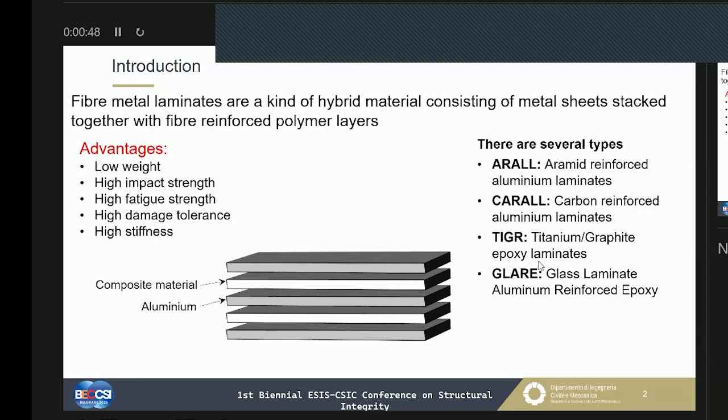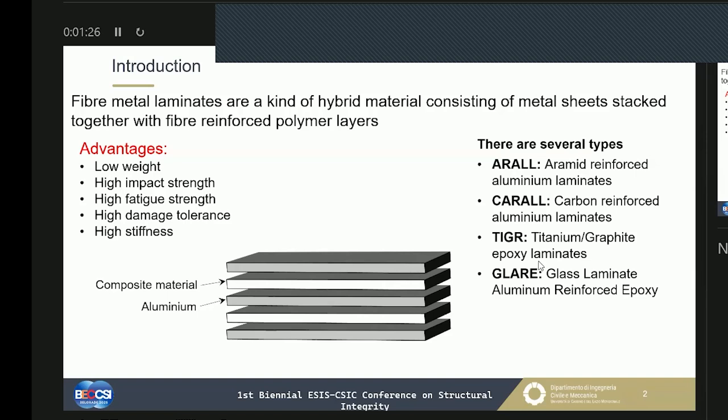They were introduced in the 70s, 80s in the Netherlands, for improving the mechanical behavior of the aluminum sheets. In fact, this kind of material, compared to the aluminum, presents a lower weight, and most importantly, a higher impact strength and a high fatigue resistance. So also the damage tolerance is better in this kind of material.